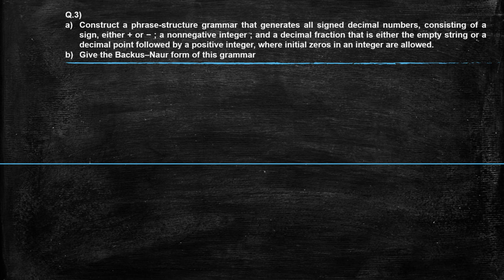So the third question is part A. Construct a phrase structure grammar that generates all signed decimal numbers consisting of a sign, either plus or minus, a non-negative integer, and a decimal fraction, that is either the empty string or a decimal point followed by a positive integer, where initial zeros in an integer are allowed. Part B. Give the Backus-Naur form for this grammar.